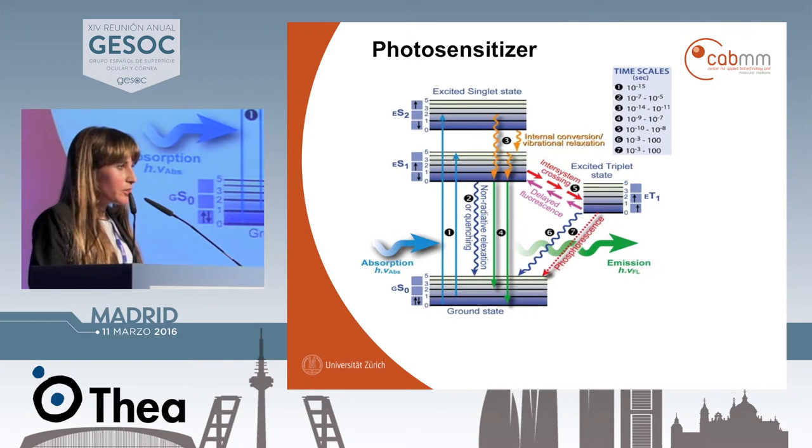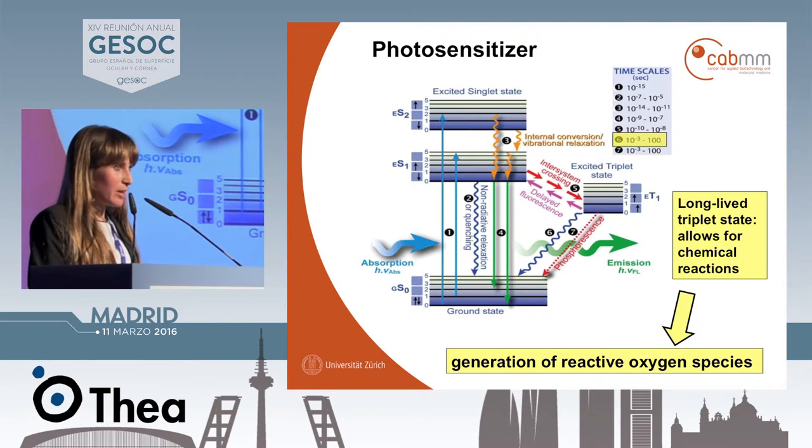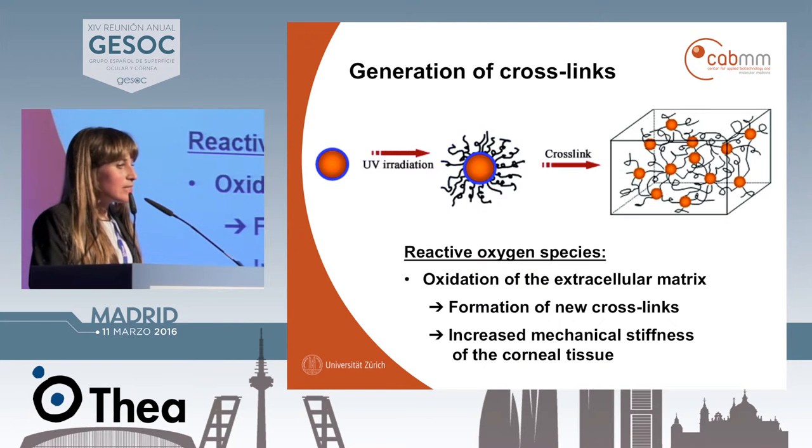So what is going on in the cornea if we irradiate the photosensitizer with UV light? So first, the photosensitizer gets excited to the singlet state, and then there's a chance of about 60% for intersystem crossing, and then this excites the triplet state, which is much longer lived and hence allows for chemical reactions such as the generation of reactive oxygen species. Once these reactive oxygen species are created, they oxidize the extracellular matrix, lead to the formation of new crosslinks, and hence increase the mechanical stiffness of the cornea.